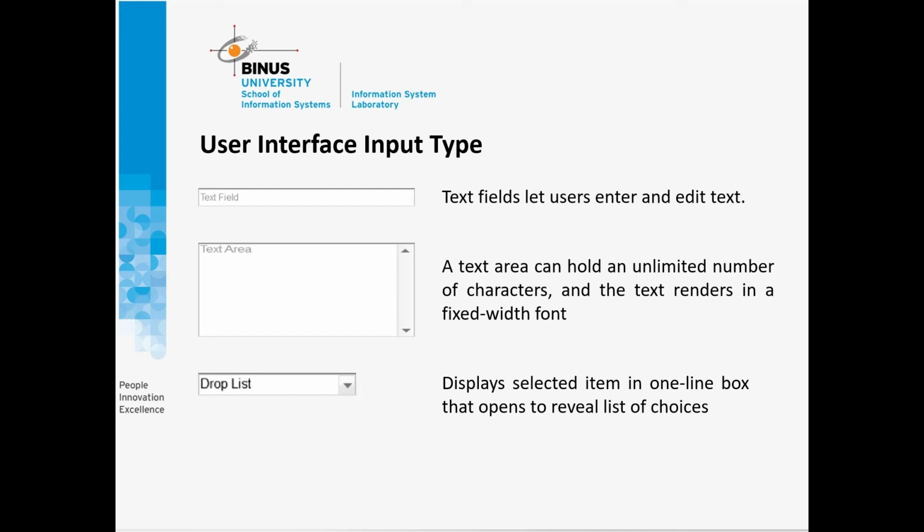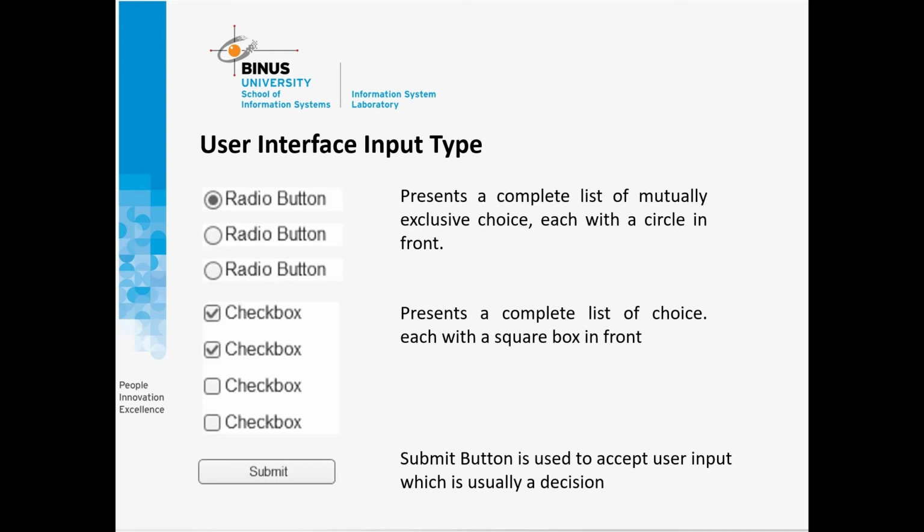Third is drop list. Drop list displays the selected item in a one line box that opens to reveal a list of choices. Drop list is usually used when there is insufficient room to display all choices. Fourth, radio button. Radio button presents a complete list of mutually exclusive choices, each with a circle in front. Radio button is usually used when only one item can be selected.